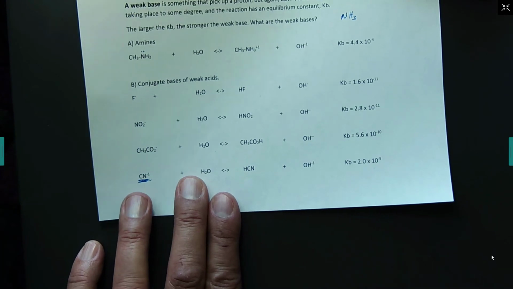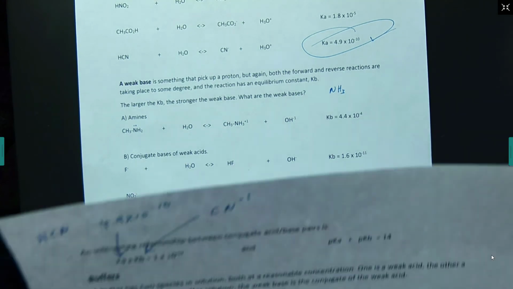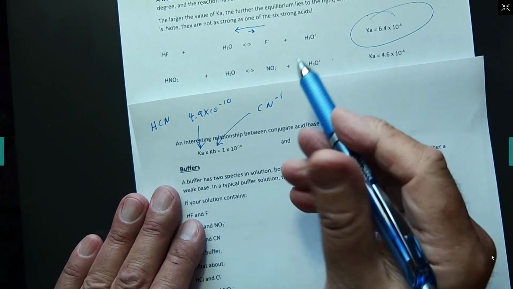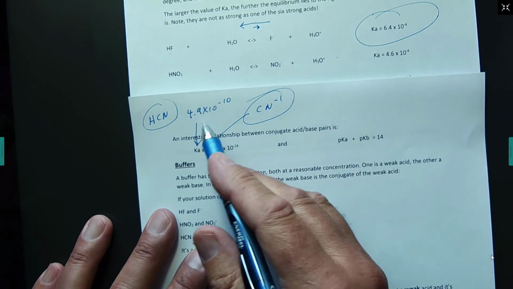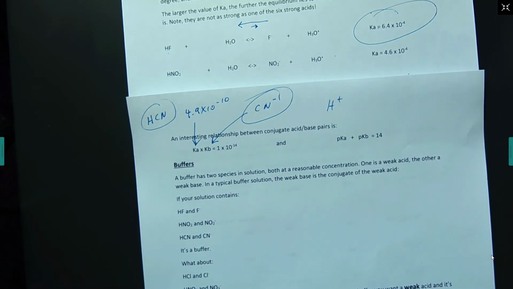So that relationship is very useful. If you happen to know the Ka for the acid, you can calculate Kb for its conjugate. Again, conjugate acid-base relationships. What's the difference between those two chemical species? The only difference between them is H+. So they're a conjugate acid-base pair.